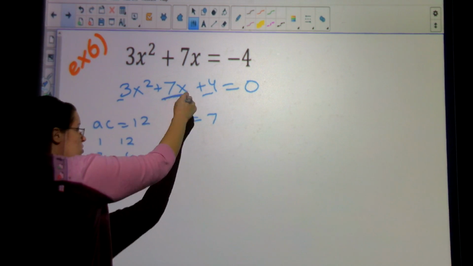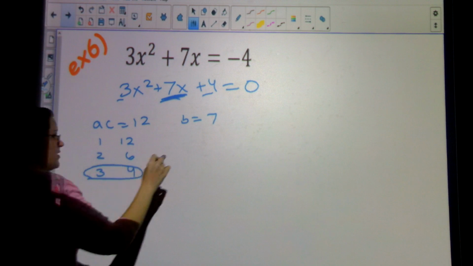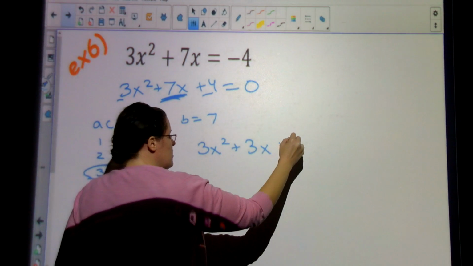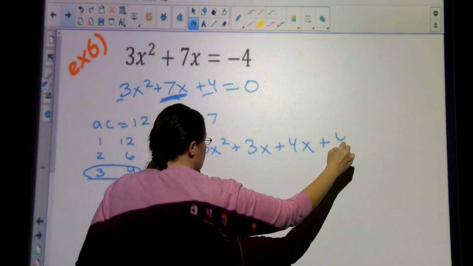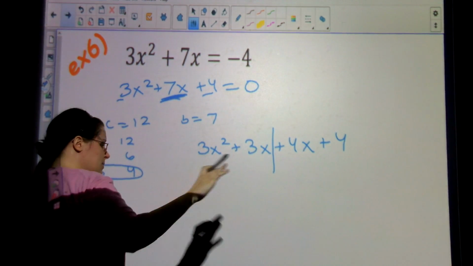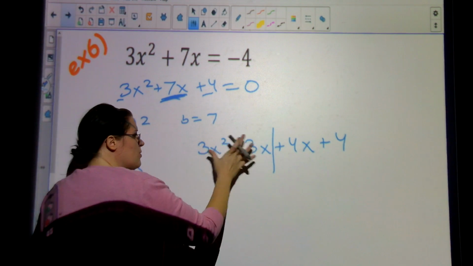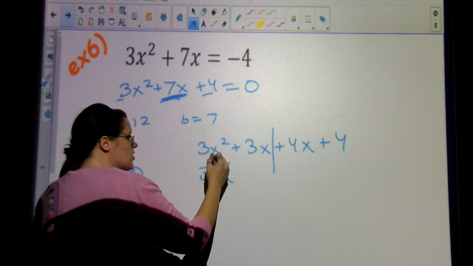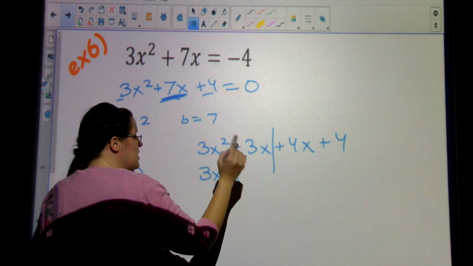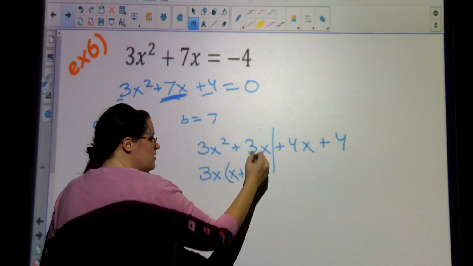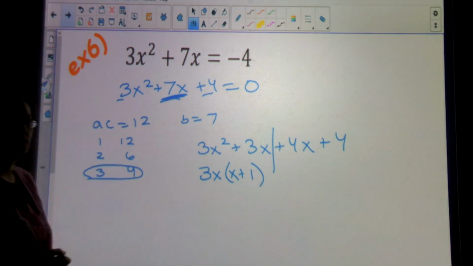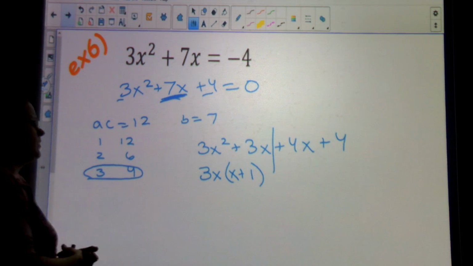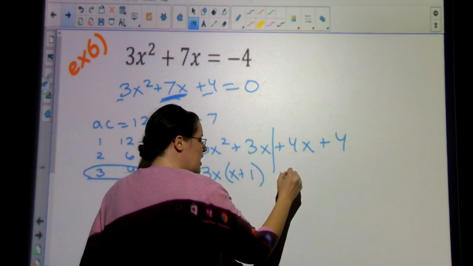So let's replace that middle term with 3x and 4x. So I have 3x squared plus 3x plus 4x plus 4. Line down the middle. It separates into two problems. What can you pull out here? Well, they have a 3 and an x in common. So what's left here is x. Be careful, what's left after you pull this out? 1. It doesn't disappear. 3x divided by 3x is 1. Over here, don't forget your plus.